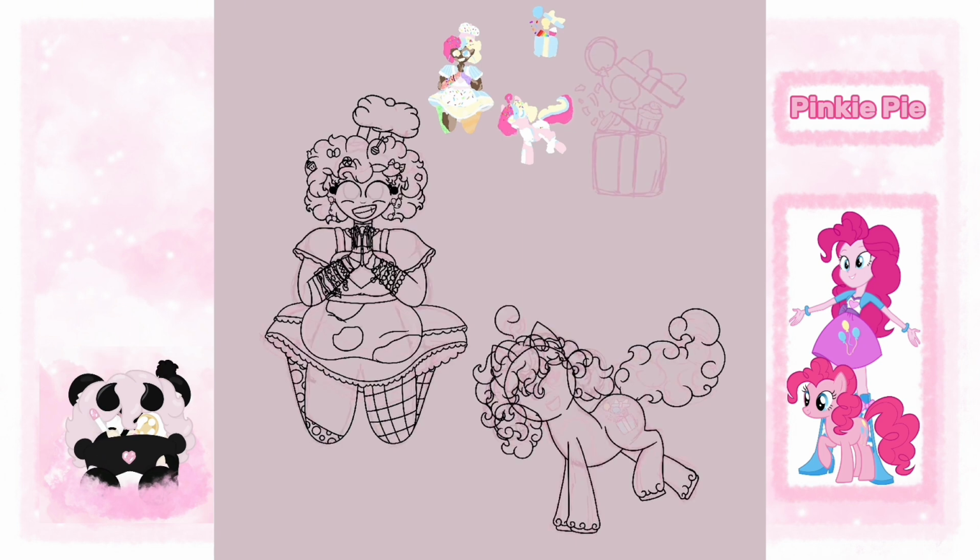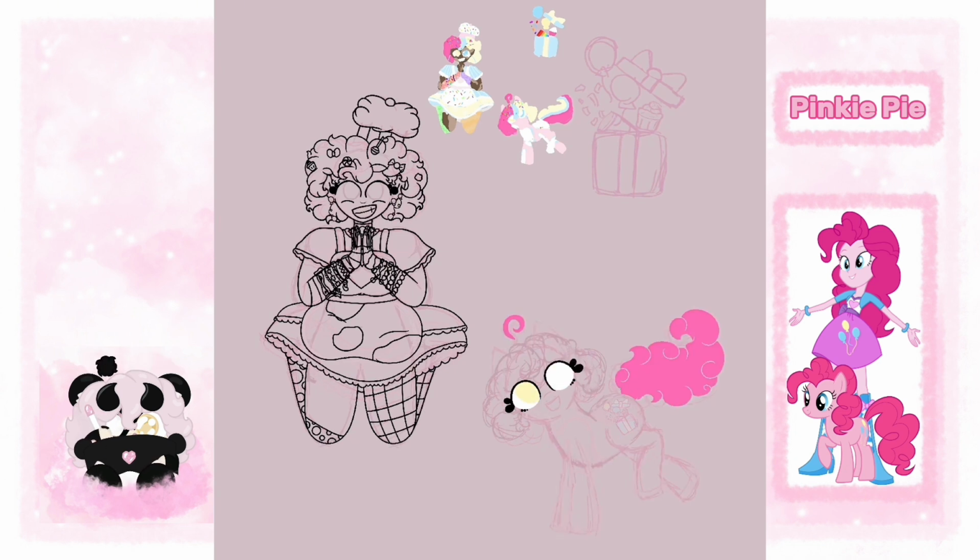The ones connected to the elements, like the ones representing the elements of harmony the most, were her, Twilight, and Rainbow Dash. Because Rainbow Dash made the Sonic Rainboom, she has the most rainbow. Pinkie Pie, I feel like maybe because of her Pinkie Sense, I gave her that. I do not know why, but I think it came out well.